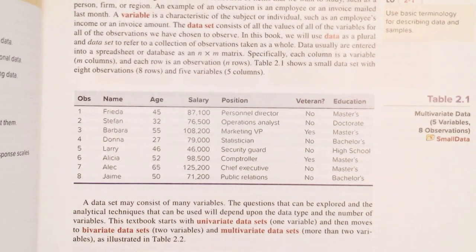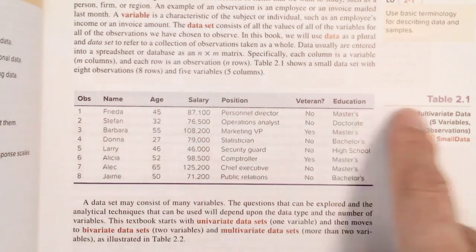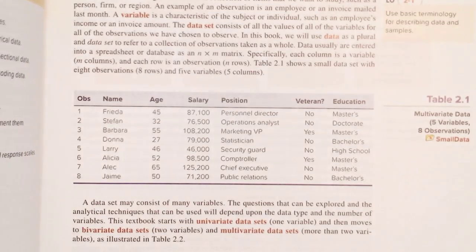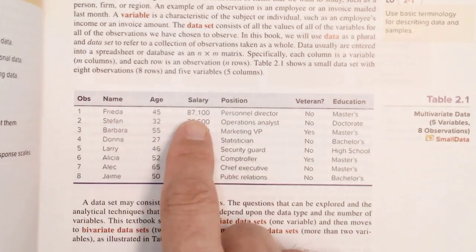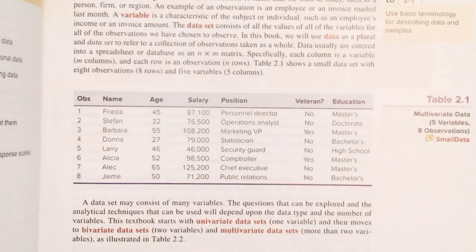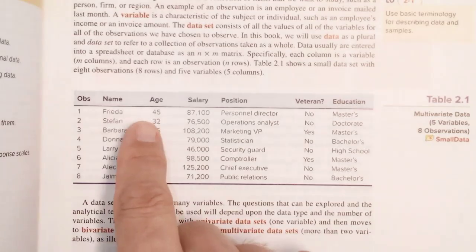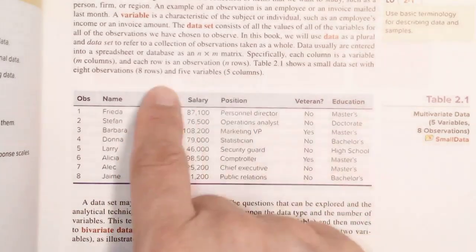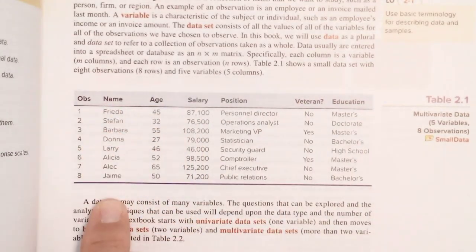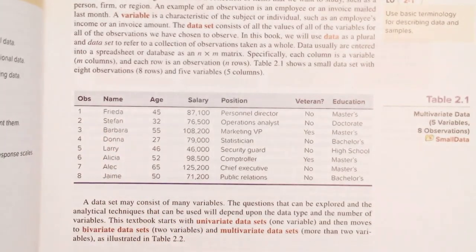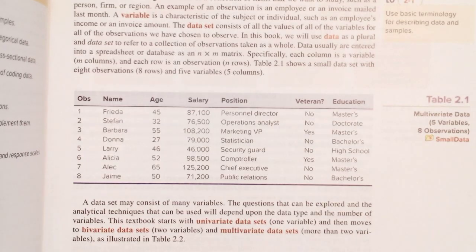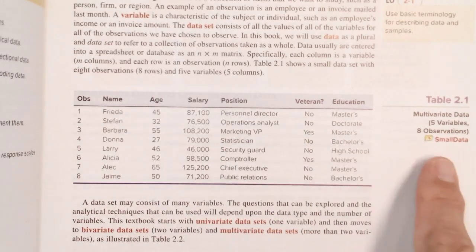I've got 8 observations. Each individual row consists of a person. I have their name, their age, their salary, their position, whether or not they're a veteran, and what their highest degree earned is. So I've got 1, 2, 3, 4, 5 different variables about each person. I've got 8 observations. Here's my data set. This is multivariate, multiple variables data. Got a bunch of different variables.